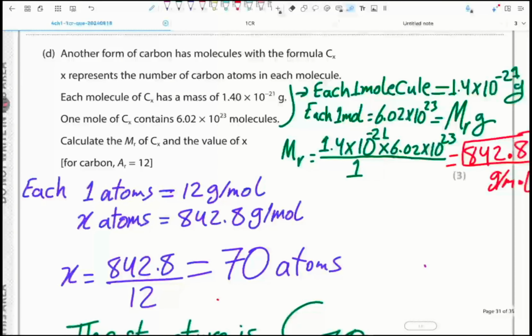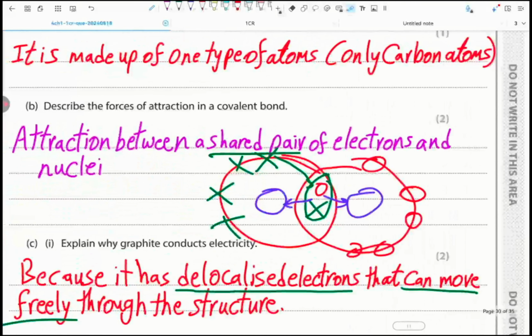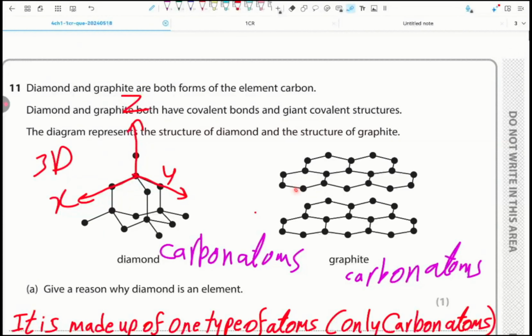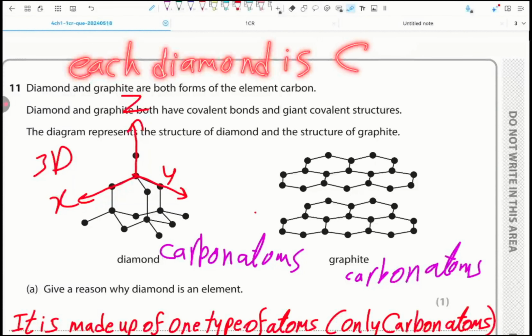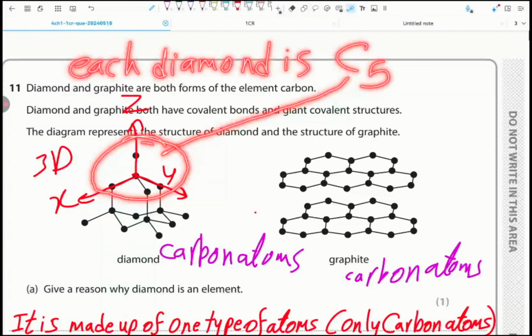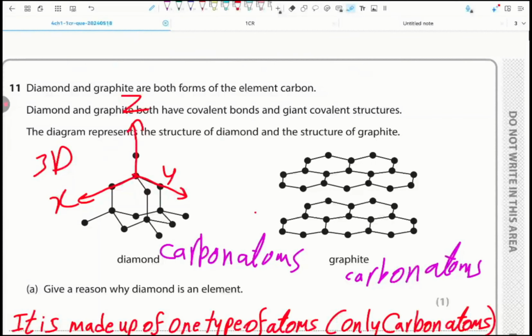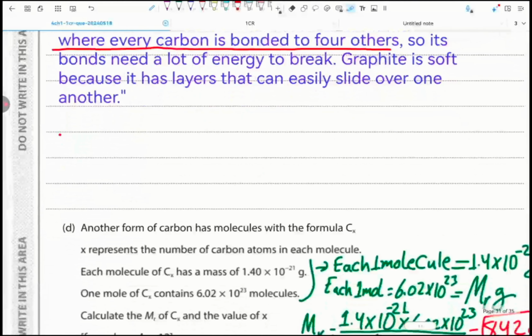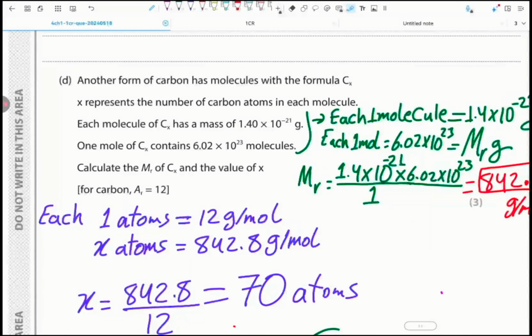Now, last question here, my friends. Another form of carbon has molecules with the formula CX. Now, we talked about the formula of diamond. Each diamond is C5. What do we mean by C5? It means one molecule has 5 carbons. Here, as you see, my friends, we are going to talk about CX, a new formula. Another form of carbon has molecules with formula CX.